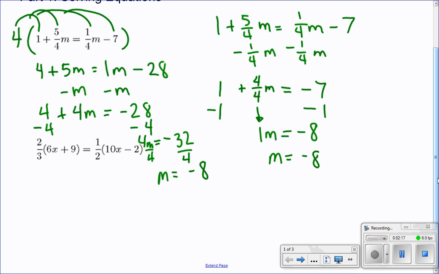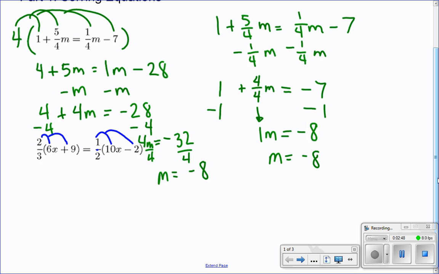All right, this one's set up so that you can nicely distribute your fractions. Notice that your denominator is 3, and both 6 and 9 are divisible by 3. Here your denominator is 2, and both 10 and negative 2 are evenly divisible by 2. So that's nice. If you don't want to deal with fractions again, you could multiply by a common denominator right away. I'll show you both ways.